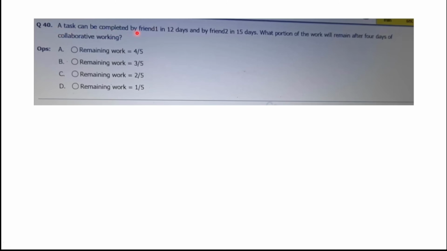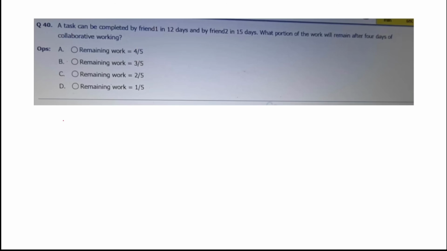A task can be completed by friend 1 in 12 days and friend 2 in 15 days. What portion of the work will remain after 4 days of collaborative working? So to solve this question, I am using the LCM method. If you know the formula method, then you can use that also.